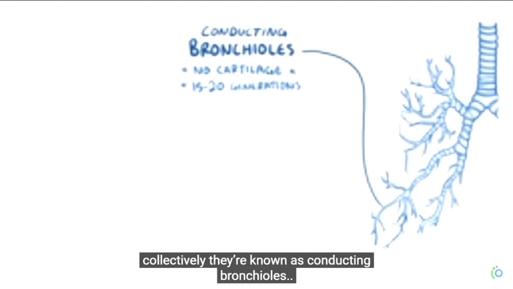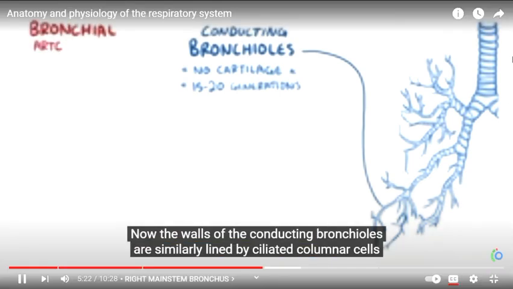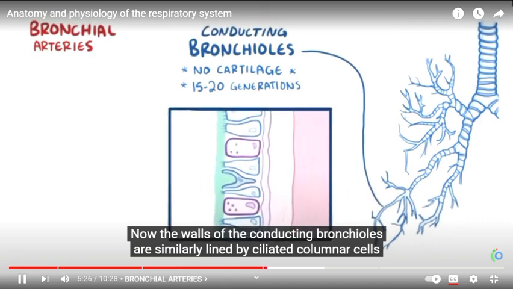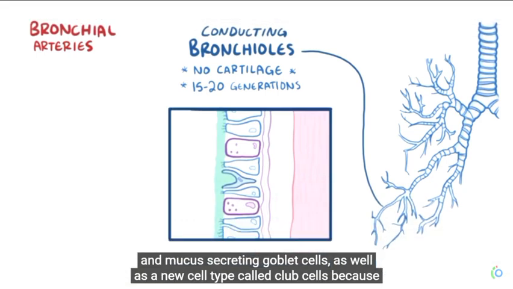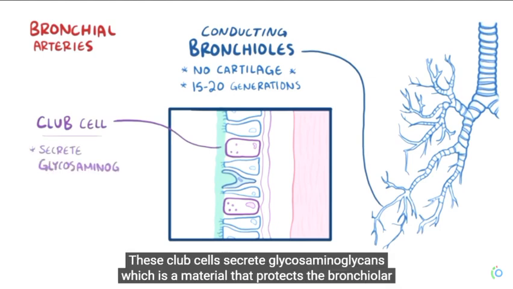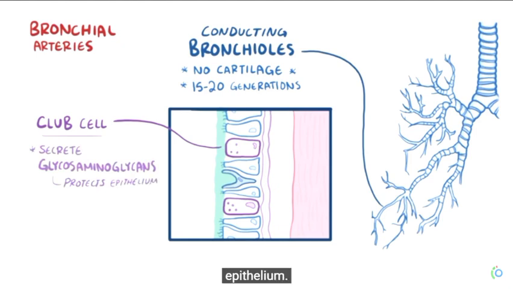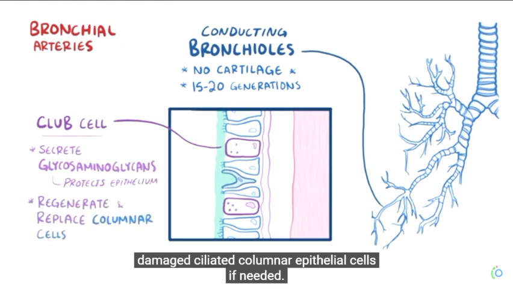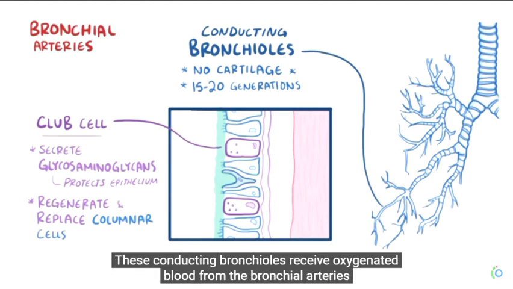as well as a new type of cell called the club cells, because they look exactly like tiny clubs. These club cells secrete glycosaminoglycans, which is a material that protects the bronchiolar epithelium. These guys can transform into ciliated columnar cells, so they help regenerate and replace damaged ciliated columnar epithelial cells once it is needed. These conducting bronchioles receive oxygenated blood from the bronchial arteries.